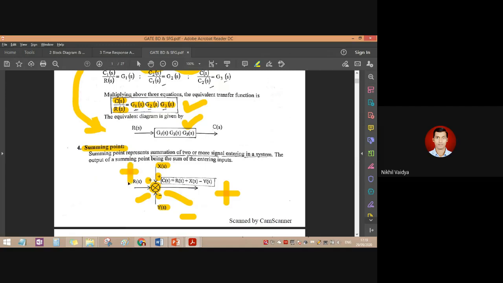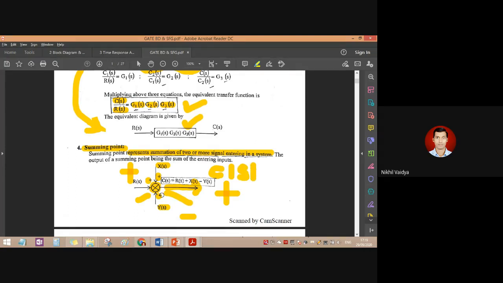That's what it indicates. So summing point represents summation of two or more signals entering a system. The output of the summing point is the sum of the entering inputs. So what will the output of this summing point be? Let's say this is the output, that is C of s. So C of s is the output. If C of s is the output, what will its value be?